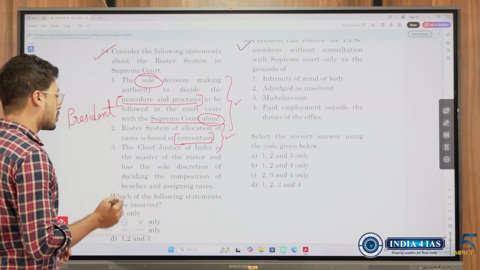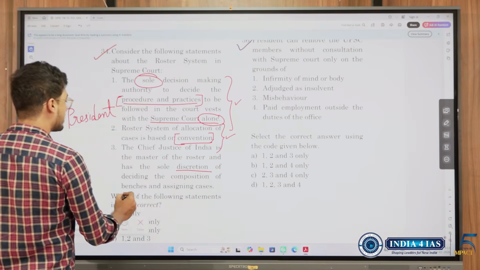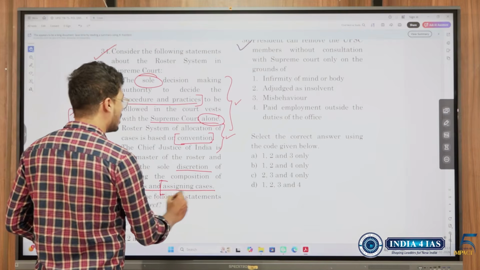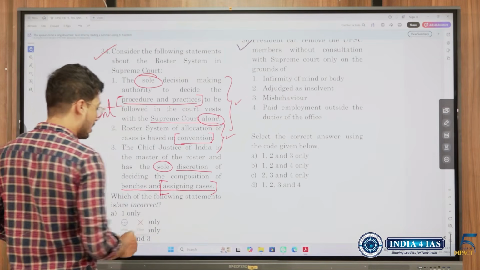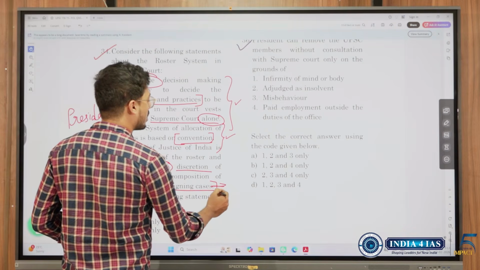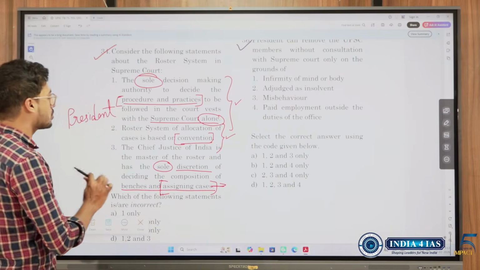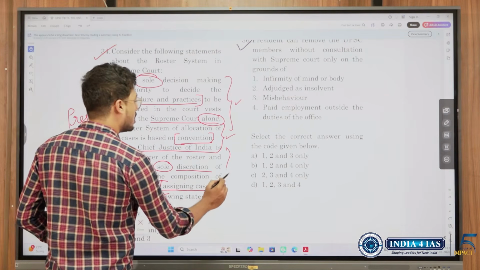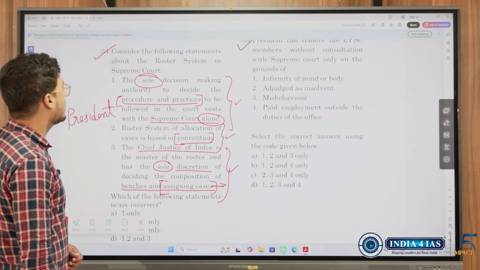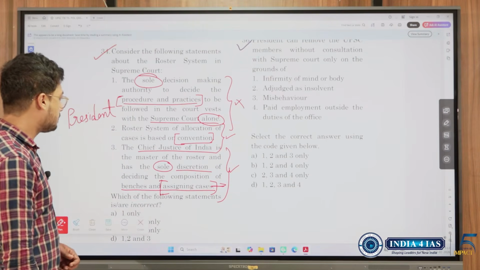CJI is the master of roster, yes, and he has sole discretion in deciding the benches and assigning cases. See, when it comes to assigning cases, though sole is there, we want it to happen very quickly and we cannot involve multiple persons to create conflict in assigning cases. So this responsibility has only been given to CJI. Thinking this way, you could have taken this as correct. So in that case, this would have been wrong. Answer is only 2 and 3.